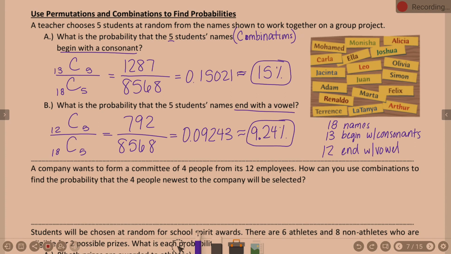A company. I still got a couple minutes. Don't shut down on me yet. A company wants to form a committee of 4 people from its 12 employees. How can you use combinations, I love it when they're helpful, to find the probability that the 4 people newest to the company will be selected? Okay.